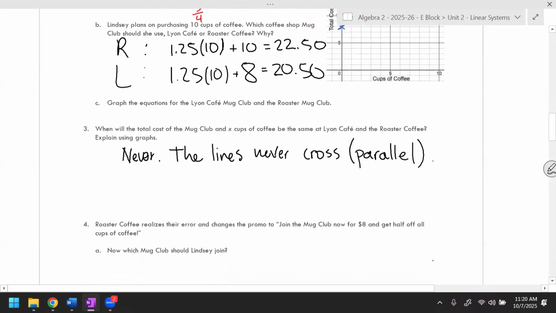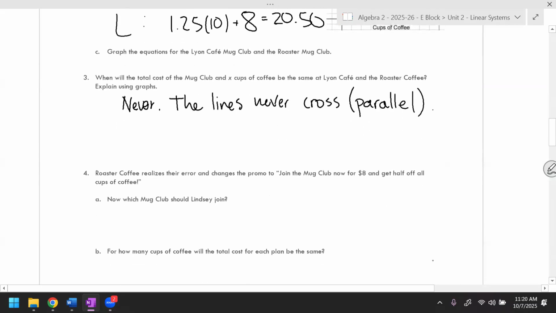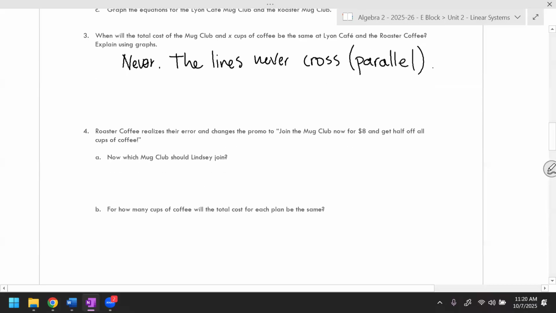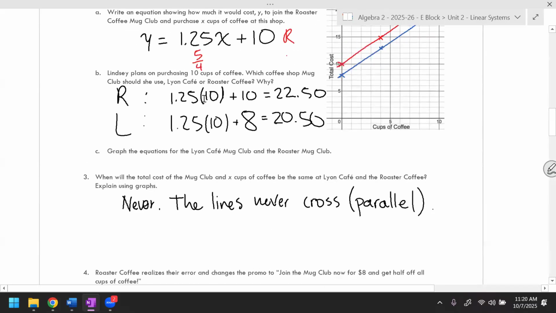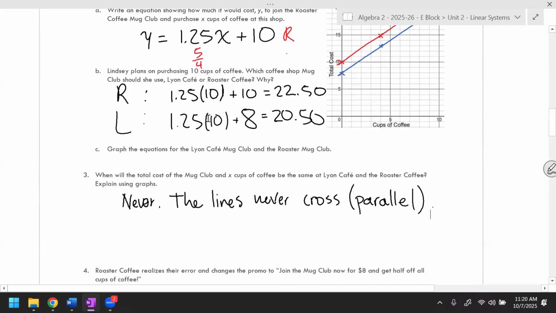Finally, Davis, you and your table. It says here that Roaster realizes they made a mistake, so they changed the promo to get for only $8 now. And still they're doing half off their coffee. So now which mug club should Lindsay join? She's only buying 10.